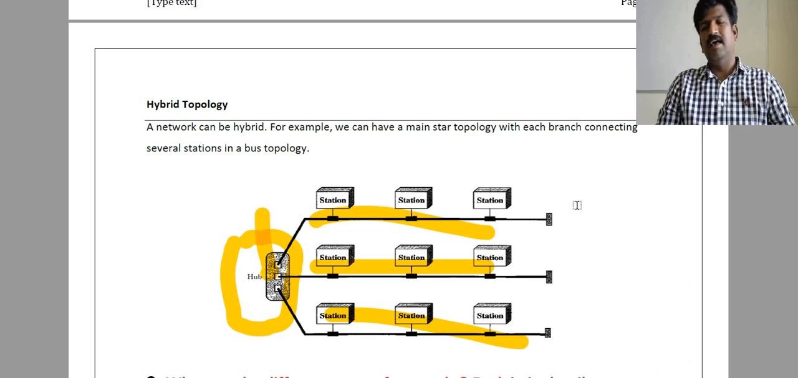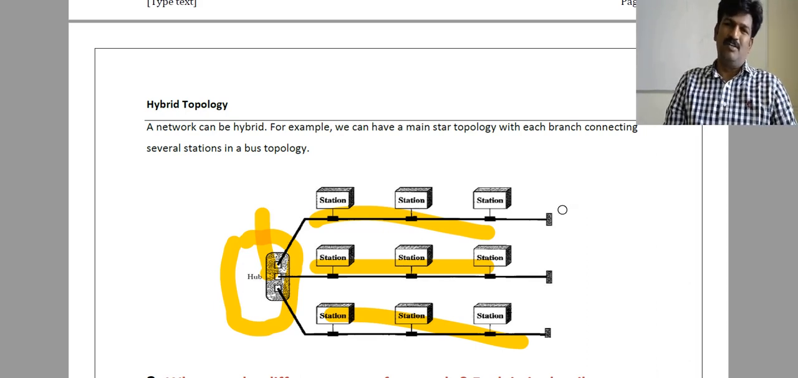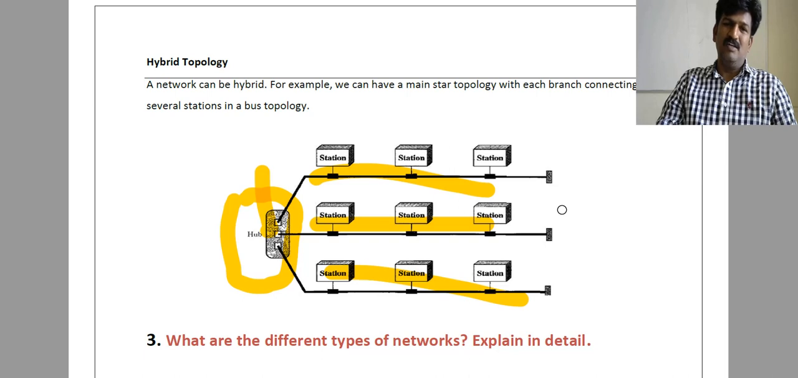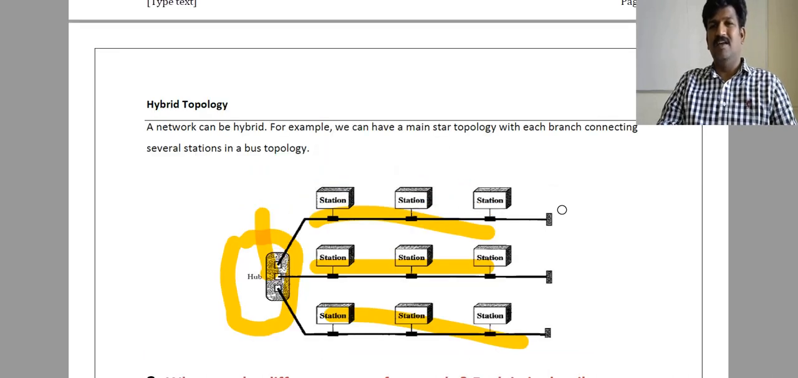This is the class related to topologies of the computer network. Thank you everyone, and in the next class we are going to discuss one more topic, that is the different types of networks. The area covered by the network depends on that. You can call it a LAN, WAN, MAN, all these things. These need to be discussed in the next video.